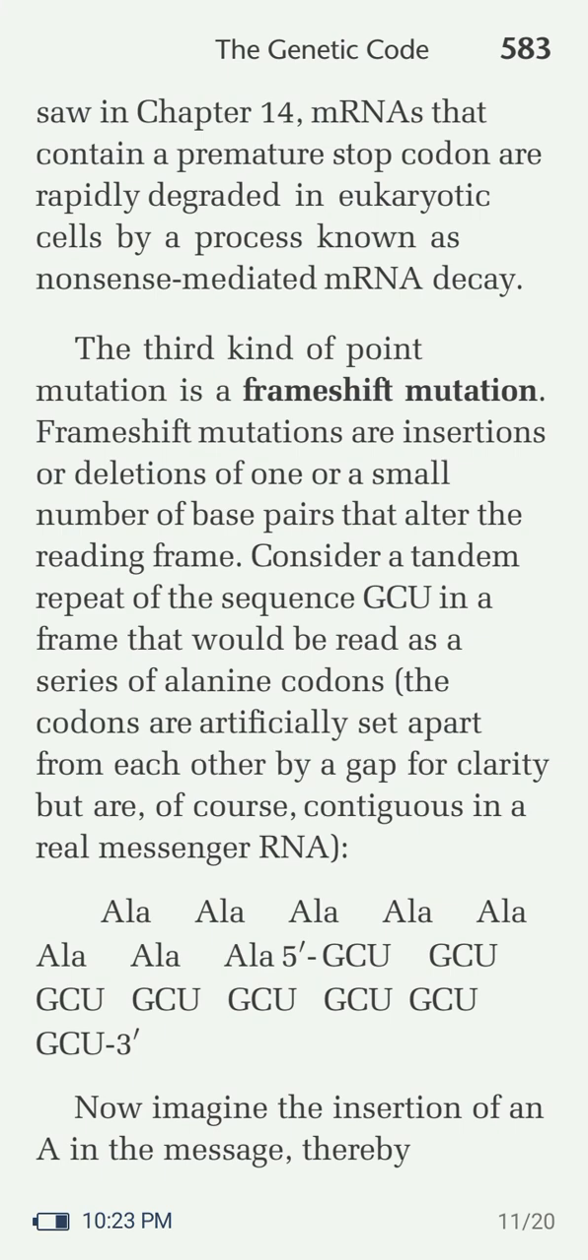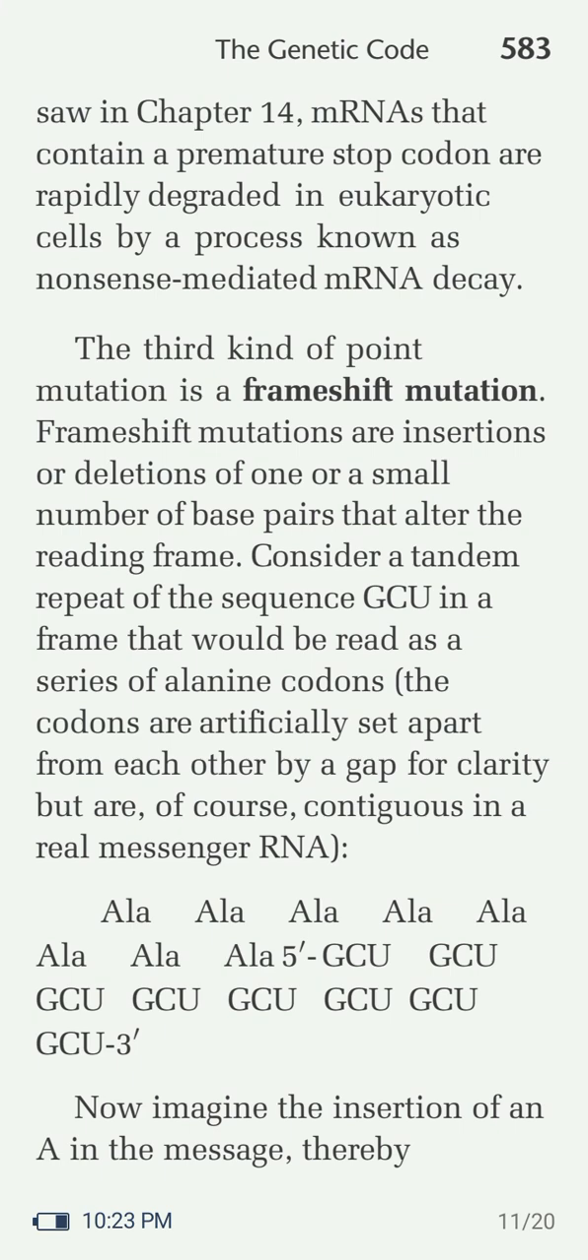The third kind of point mutation is a frameshift mutation. Frameshift mutations are insertions or deletions of one or a small number of base pairs that alter the reading frame. Consider a tandem repeat of the sequence GCU in a frame that would be read as a series of alanine codons. The codons are artificially set apart from each other by a gap for clarity, but are of course contiguous in a real messenger RNA.